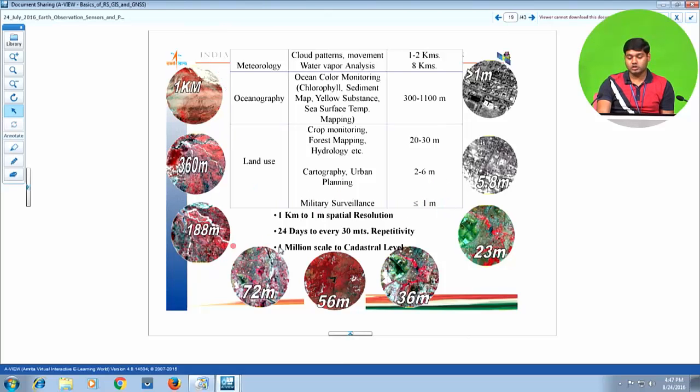So 1 kilometer to 1 meter spatial resolution data sets are there. Now we have sensors with less than 1 meter, that is 31 centimeter resolution data sets, available from space. So 24 days to every 30 minutes repetitivity data sets are acquired by satellites, and 1 million scale to cadastral level mapping can be done using this kind of satellite data sets.